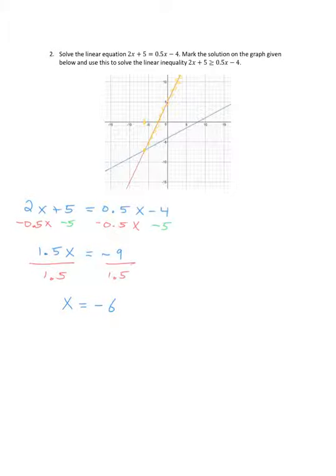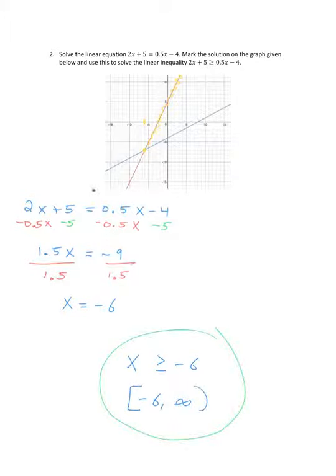So the answer to the question is x is greater than or equal to -6, or you could use this interval to write your answer too. So it was a two-step process. Figure out where the two graphs meet. It was at -6. I solved it down here. And then using the graph, which side of -6 are we choosing? We chose the right side.